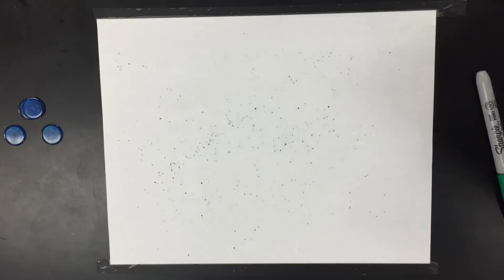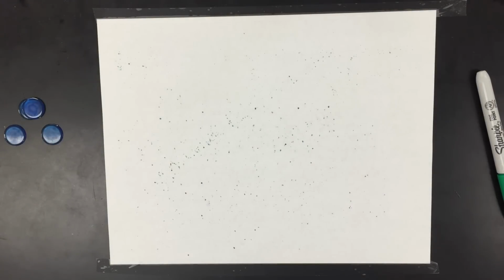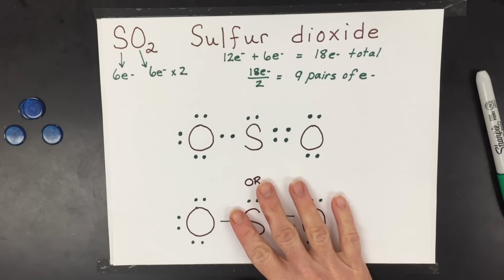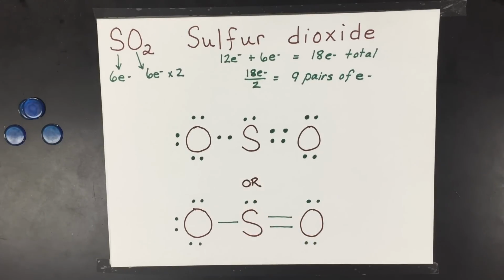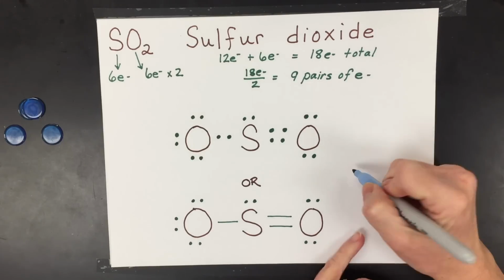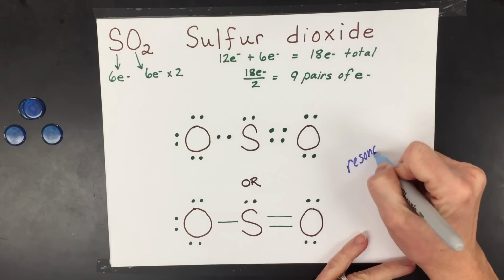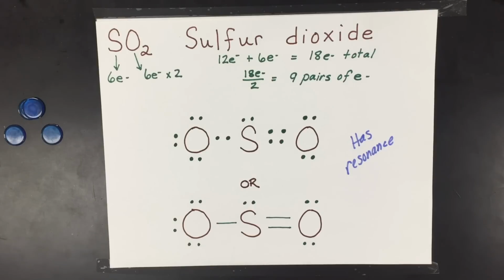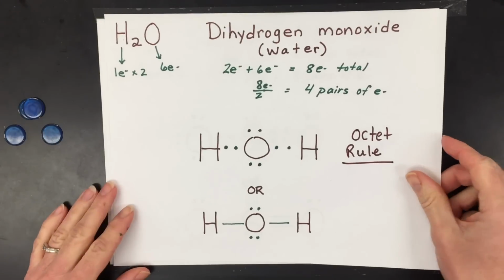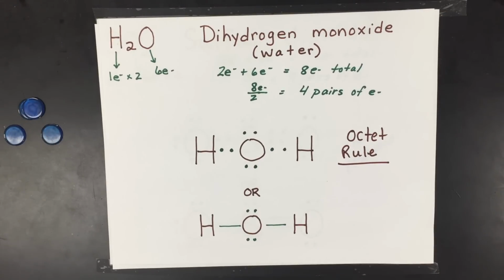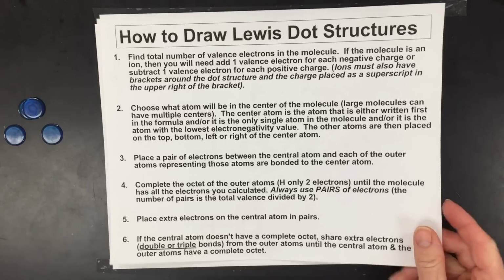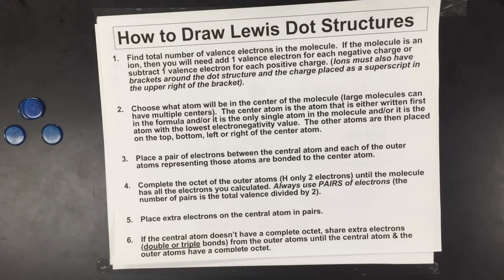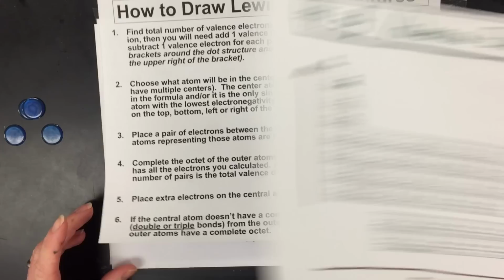I do have 2 other examples, but I'm just going to show you the right answers for these. This is the answer for sulfur dioxide, which also would have, again, something called resonance, but I'm not showing it yet. So that's kind of a to be continued. And then this is the dot structure for water, or dihydrogen monoxide. And again, what I did was I followed these rules, and I had to use the correct number of valence electrons in those atoms.